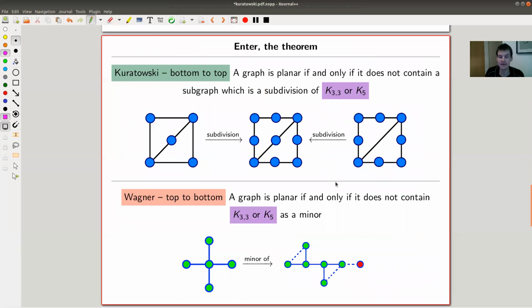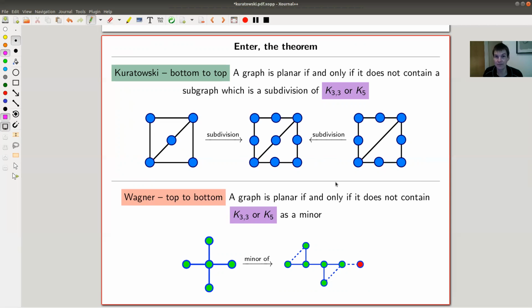The Kuratowski-Wagner theorem gives you a criterion whether a graph is planar or not. I will zoom in on this in a second, but let me just state the theorems here. Kuratowski at the top and Wagner at the bottom, and they're really the same. One of them I call a bottom to top approach, and I call the other one a top to bottom approach in the following sense. They are both stating the same thing.